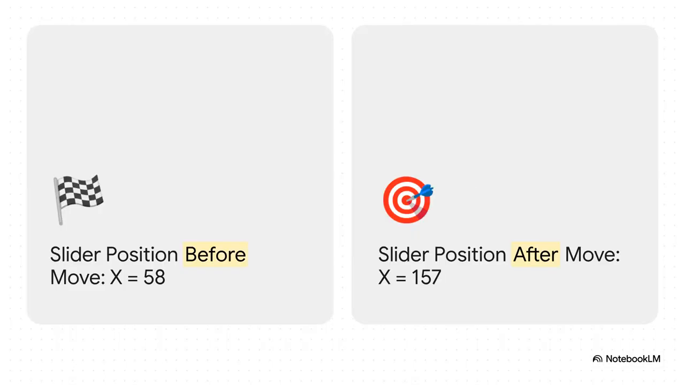So let's see what that actually looks like. Imagine our script finds the slider handle at an X coordinate of 58. We tell it to drag it by an offset of 100 pixels horizontally. After the command runs, we check its location again, and boom, now it's at an X coordinate of 157. It worked perfectly. We moved the element precisely without ever needing a target to drop it on.